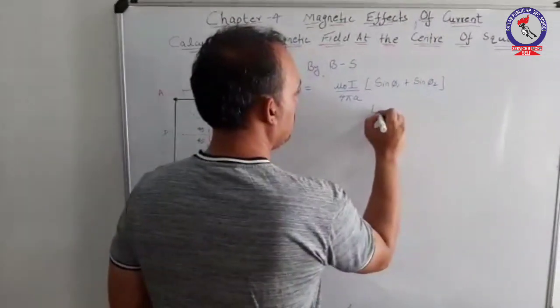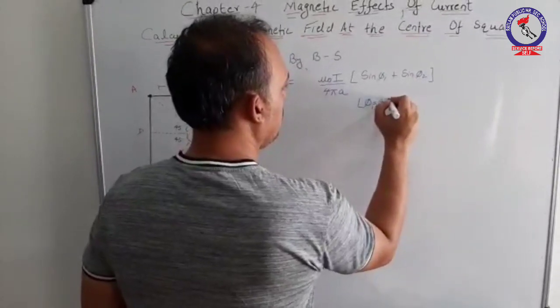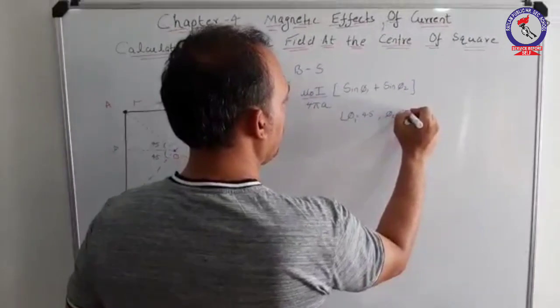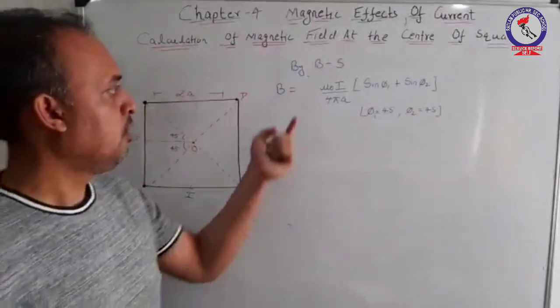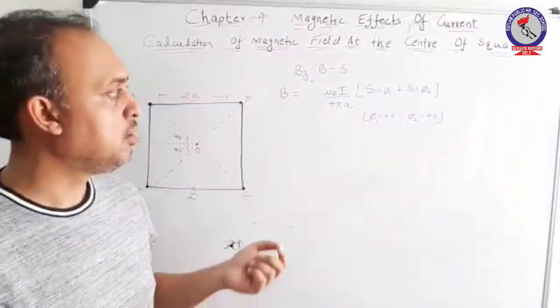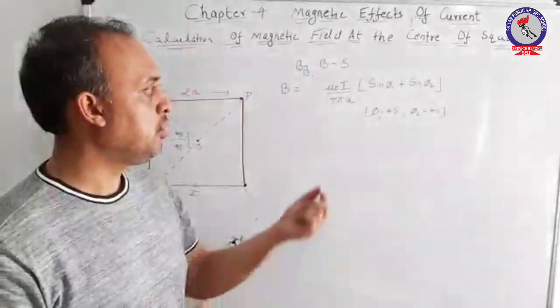Therefore, phi 1 is 45 degree, phi 2 is 45 degree. Mu naught upon 4 pi is a constant parameter, can be substituted. I is definitely provided, we can substitute its value.